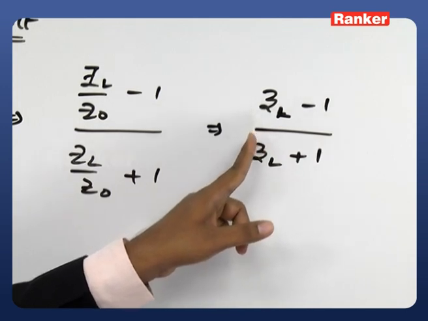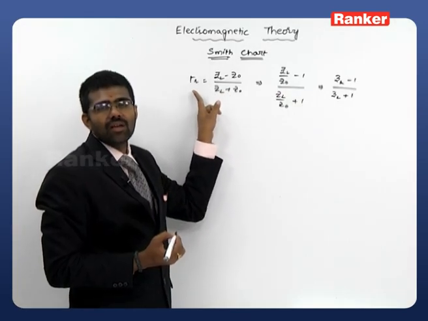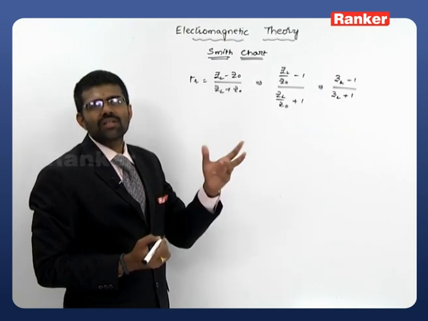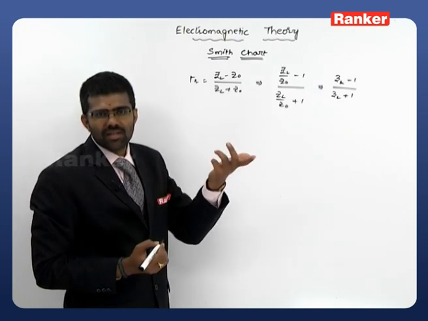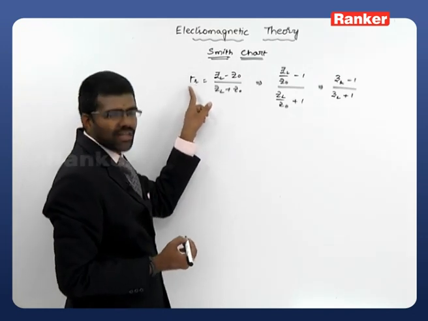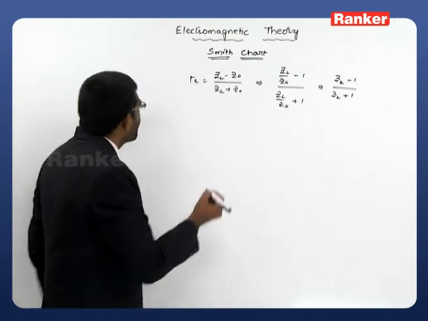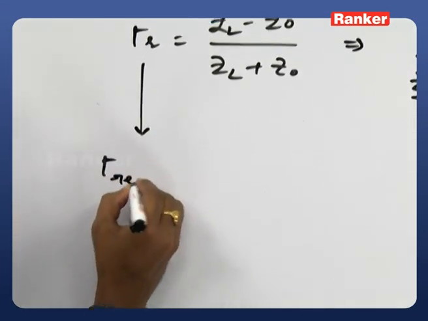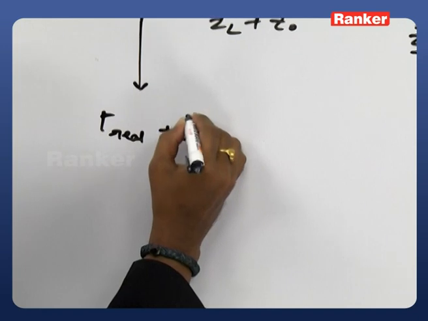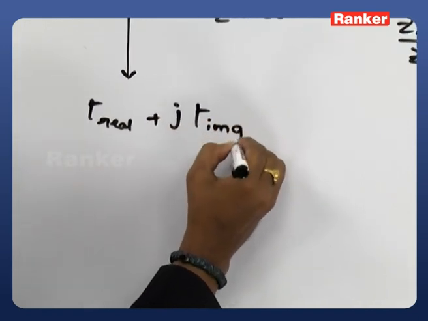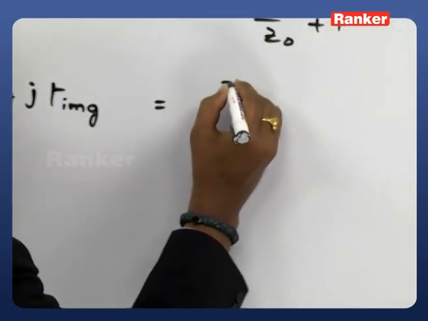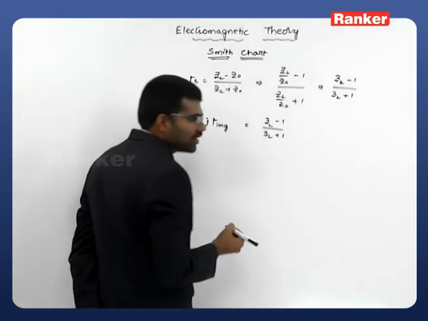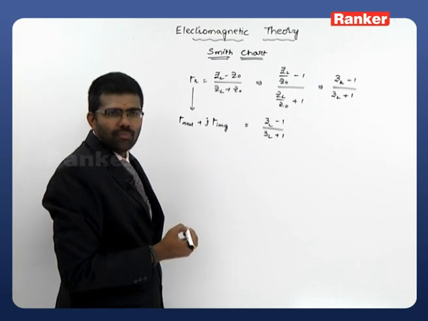Right, now what I do is take this as a combination of real and imaginary parts. This reflection coefficient is in general a complex number, so it will have a real part as well as an imaginary part. That's why I will write gamma R as gamma real plus j gamma imaginary, which is equal to zL minus 1 divided by zL plus 1. This is what we have, right?